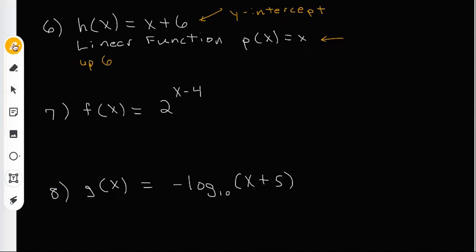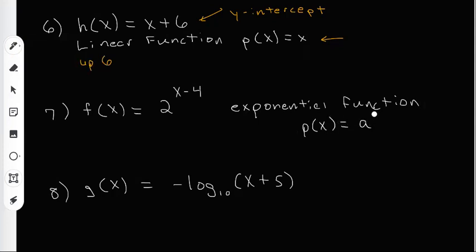All right, number 7. Number 7 is the exponential function. You can tell because you have a number a. So p of x equals a, and you're raising it to the x power. So that's the exponential function.